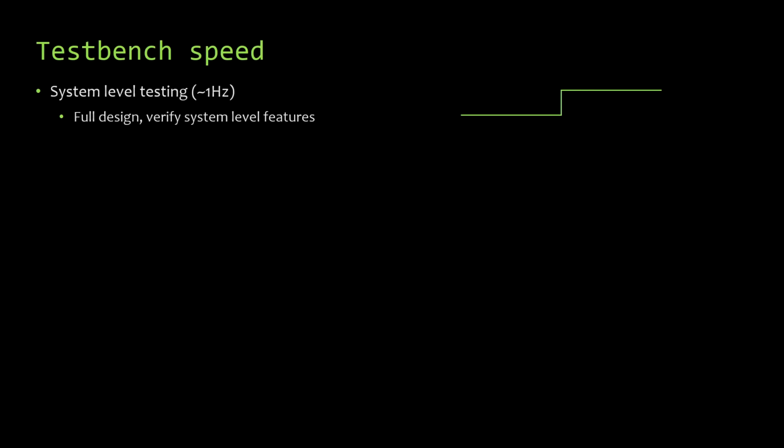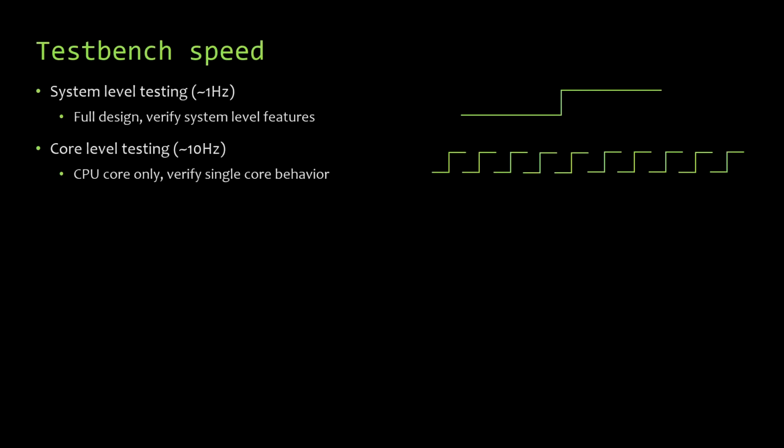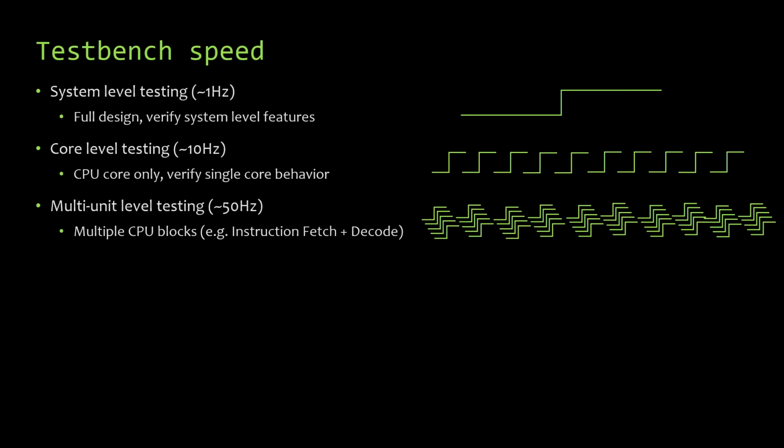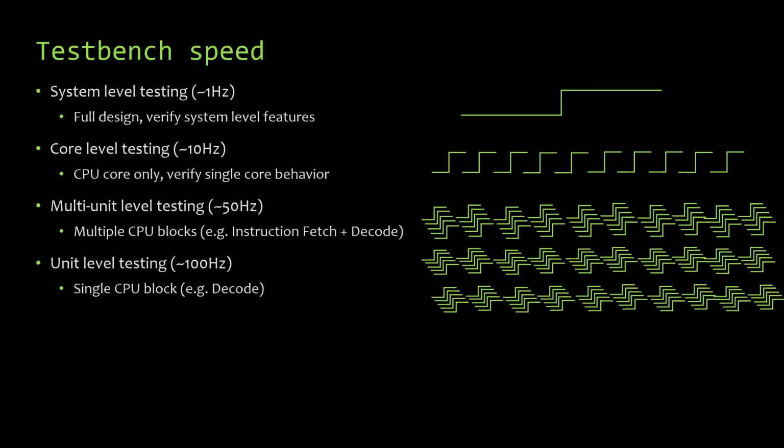So the natural thing is to break things down into smaller levels. If you were testing just an x86 core, that's about an order of magnitude faster to simulate, which is still really slow, but it helps. If you break it down even further, you can get what I call multi-unit testing. So this is a typical practice of combining a few related blocks, like an instruction fetch and a decode unit together. Or you can even go down to single unit testing, like the decoder or the load store unit, something like that. And you're looking at in the ballpark of 100, maybe 200 hertz, so 100, 200 cycles per second of simulation.